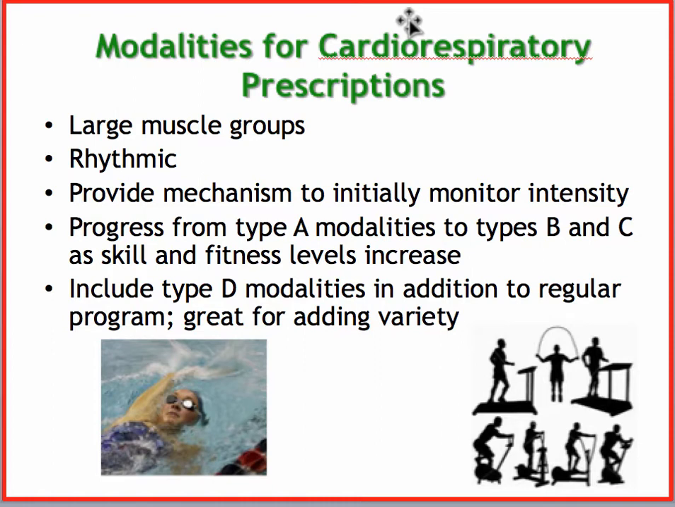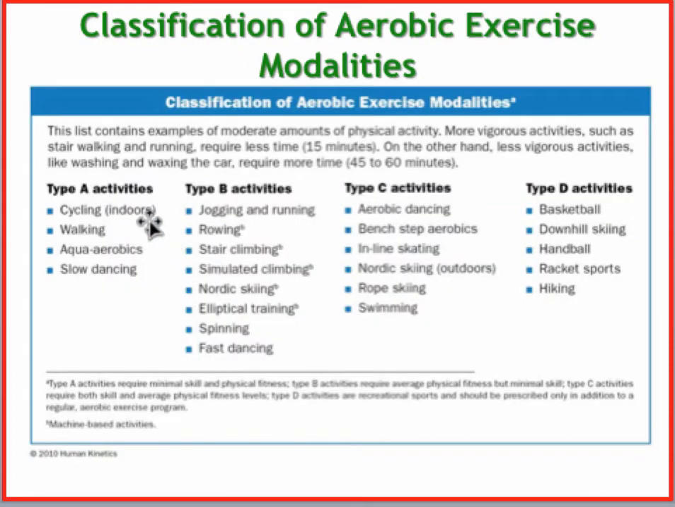We want to provide a mechanism to monitor intensity, and that's especially important initially when we start someone off exercising. And there'll be a list of exercises, and essentially we want to progress, so someone starts at type A and type B types of activities. And so if we look at this list, the type A and type B activities are exercises or activities that people can maintain for a long period of time. They don't require much skill.